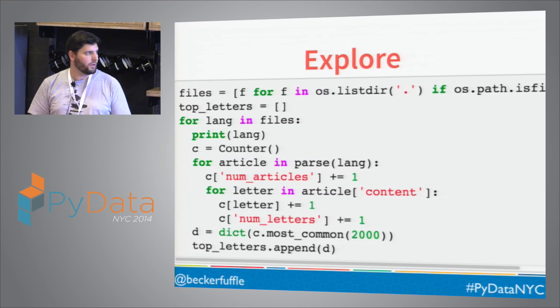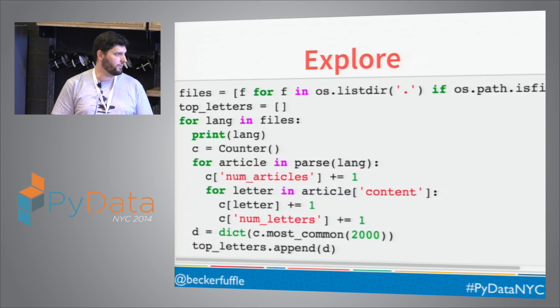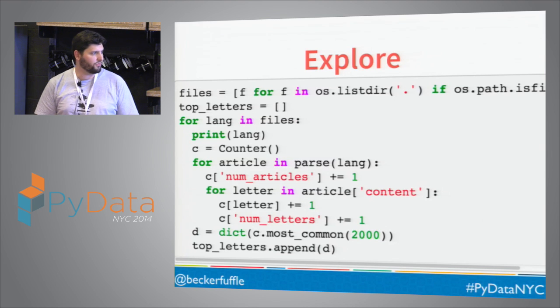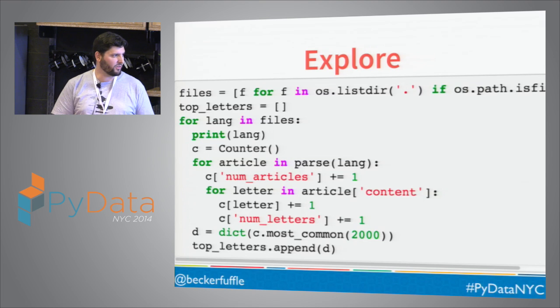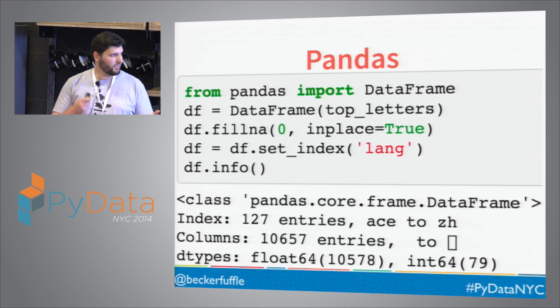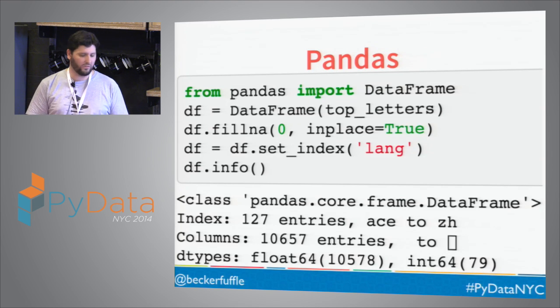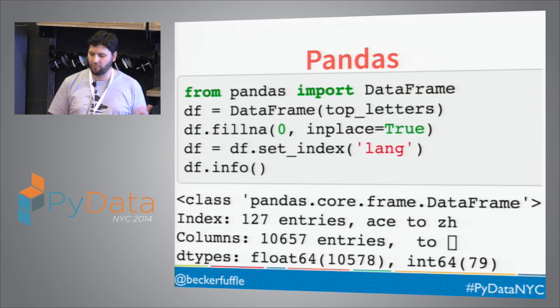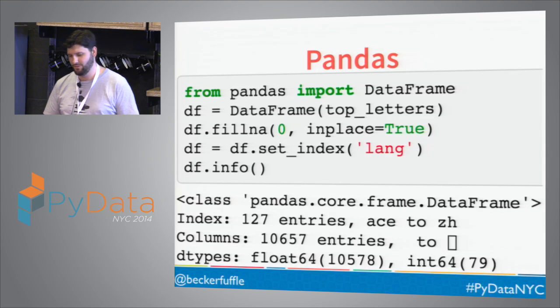To start off, I counted the number of times each character occurs in each language. And then I grabbed the top 2,000 from each of them. So after I ran this code, I have a list of dictionaries that makes it easy to load into a pandas data frame. You can think of a data frame as a mix between an Excel spreadsheet and a SQL database, but it's Python.